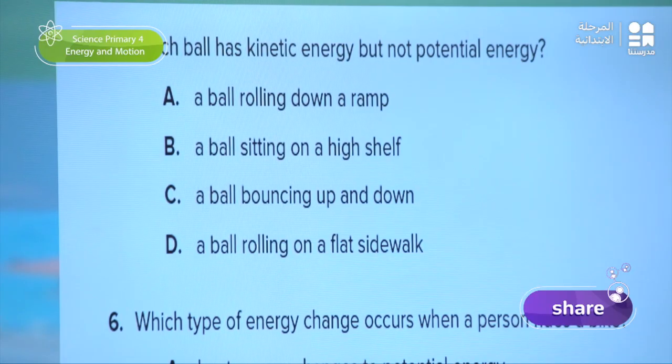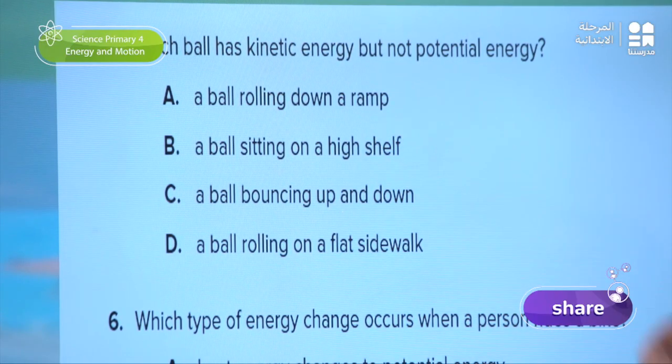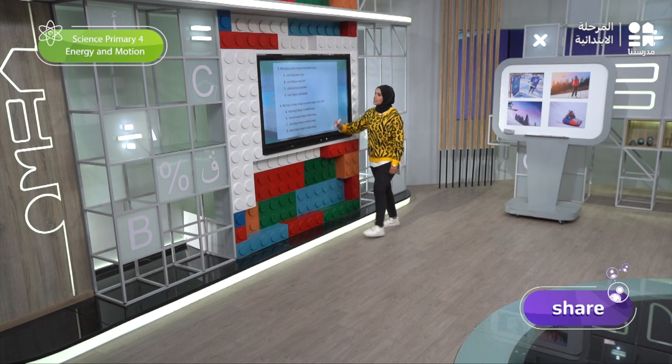Question 5. Which ball has kinetic energy but not potential energy? A ball rolling down a ramp, a ball sitting on a high shelf, a ball bouncing up and down, a ball rolling on a flat sidewalk. The answer is D.